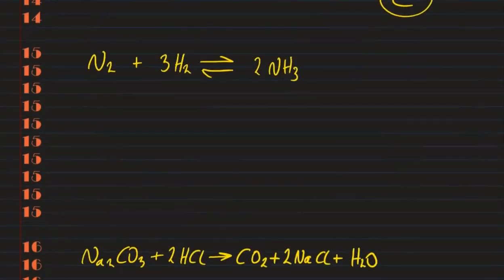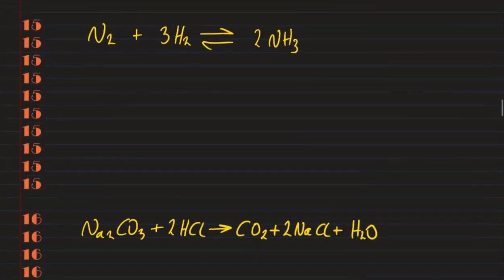15. The Haber process. One in three of you are alive today because of this process. We were going to run out of food. But then ammonia can be used to make fertilisers. So we're not all starving.